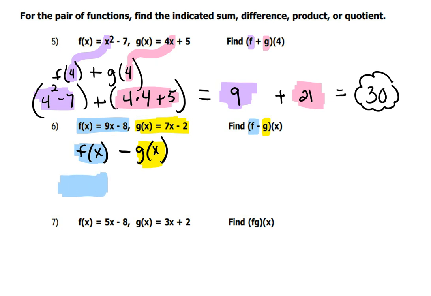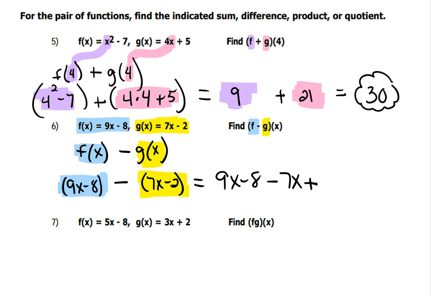So since this is subtraction, you should put your functions in parentheses because you're going to have to distribute it. So I'm going to have to take the 9x minus 8 minus the 7x minus 2. So that's going to be 9x minus 8 minus a 7x plus a 2. So my final combined like terms answer is 2x. And then negative 8 plus 2 is minus 6.